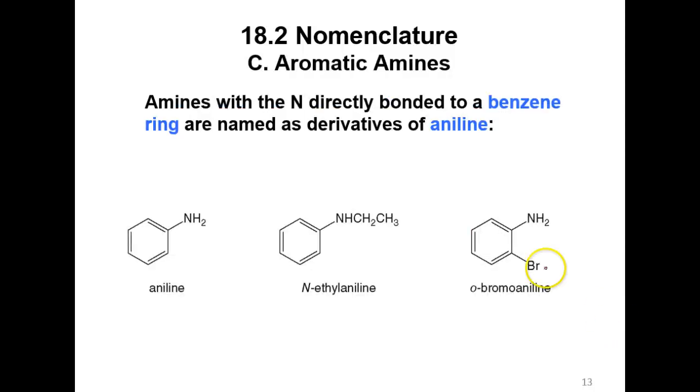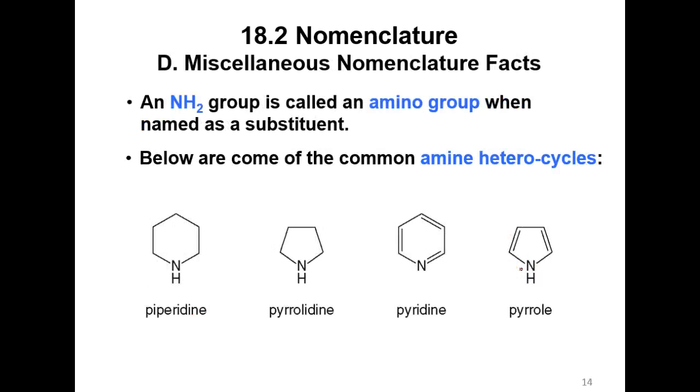All right, amines in aromatic rings are called anilines. So this compound is called aniline. This would be called N-ethyl aniline, because this is my parent, the aniline, and we have an ethyl group hanging off of the nitrogen. All right, this is called ortho-bromoaniline because the 1,2 spot is the ortho spot.